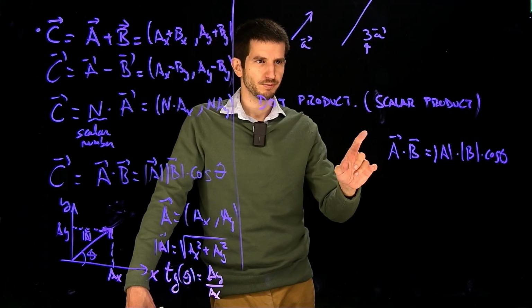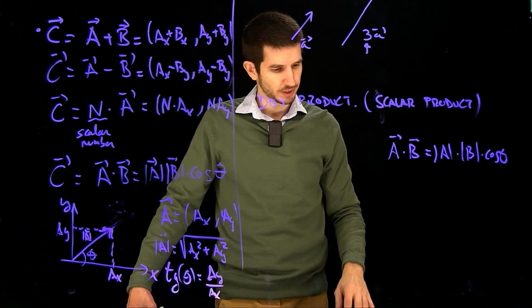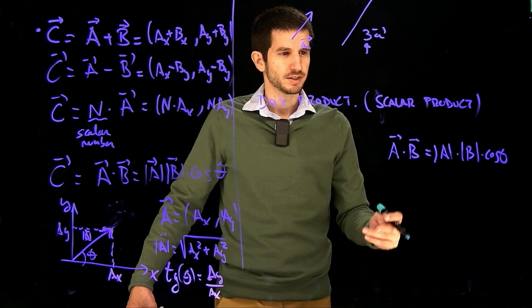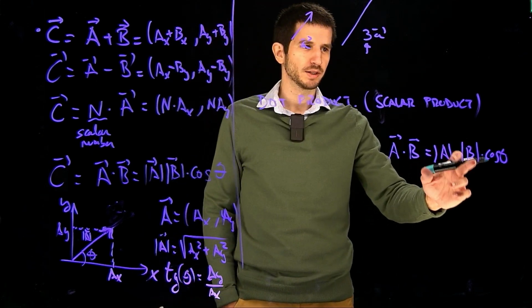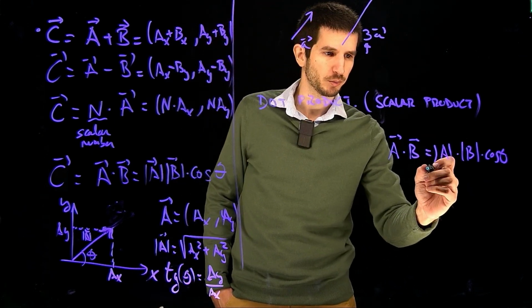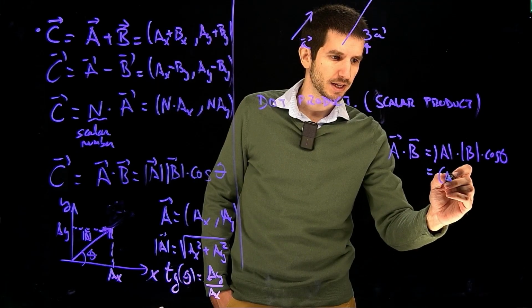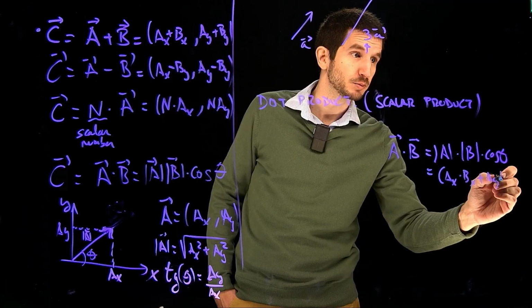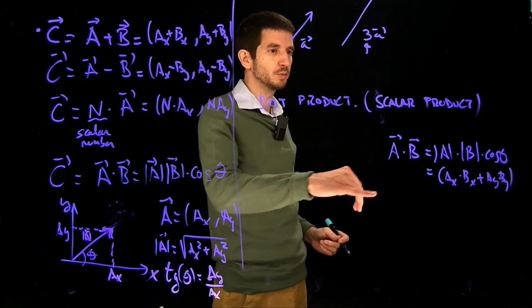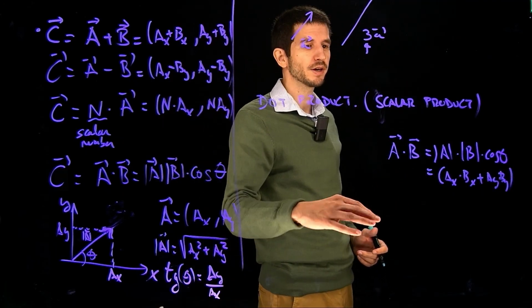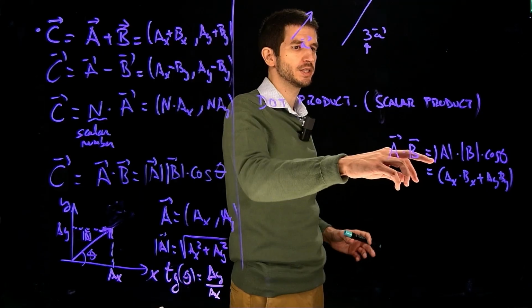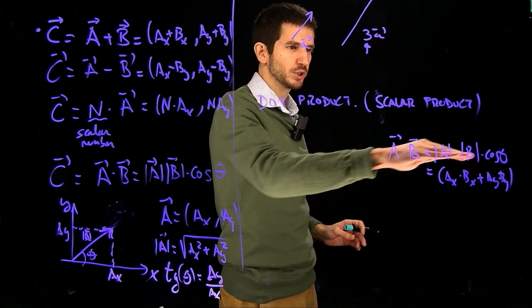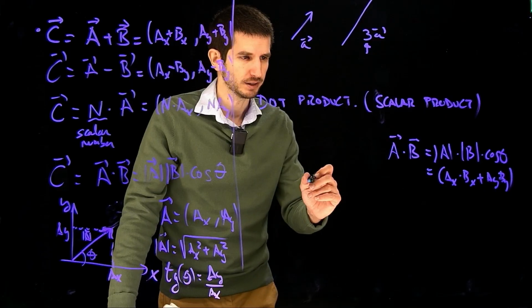So let's realize something about the dot product or the scalar product. Again, it's given by the modulus of the first one times the modulus of the second one times the cosine of the angle. If you want to do it in components, of course, this is ax times bx plus ay times by. So you multiply components and then add them together. That's going to be the same thing. There's two ways.